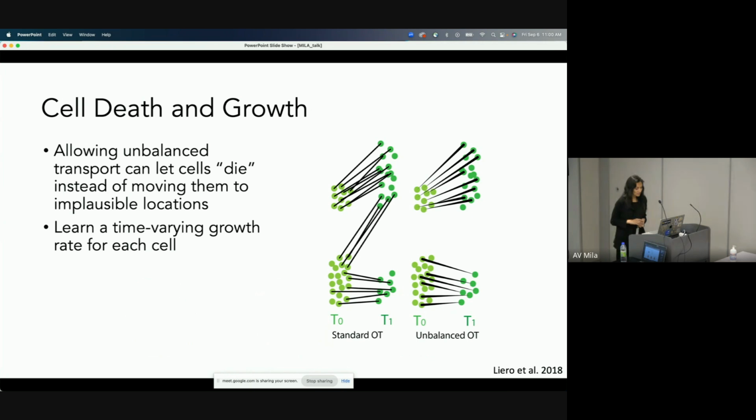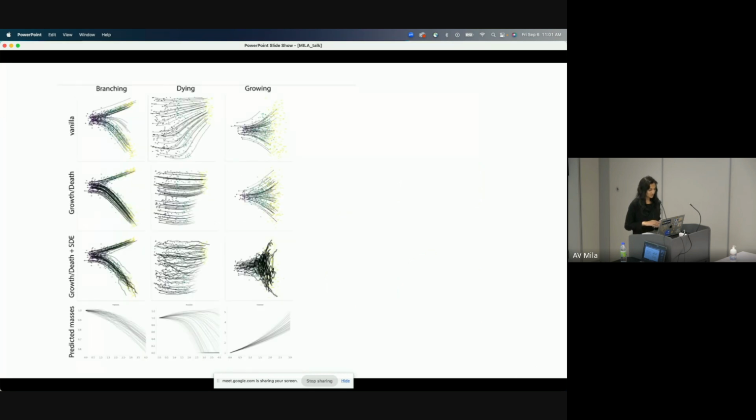But you might be thinking, oh, well, it's nice and good to transport cells from one state to another, but that's not really what cells do. They also die and they also proliferate. So it's not purely a transport problem. So how can we account for this? We do a couple of things. First, we've switched from the standard OT to match the marginals to unbalanced optimal transport, which can allow some of the mass to not be transported. And the second thing is we are now learning a time-varying growth rate for each cell. This is not part of the original paper, but will be part of the journal version.